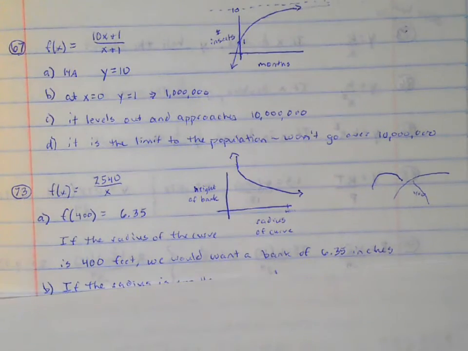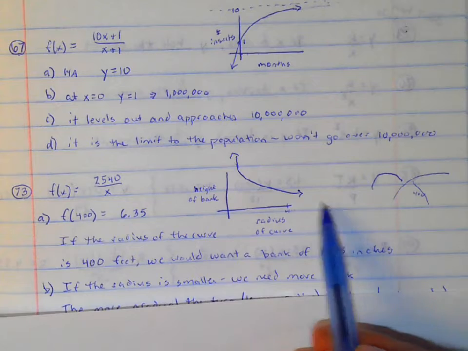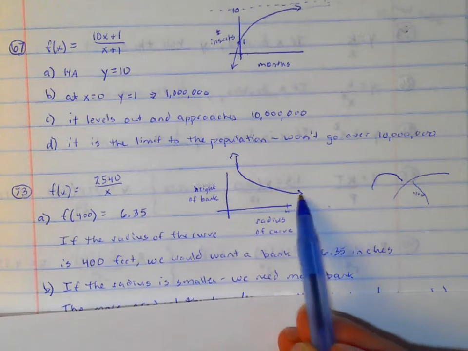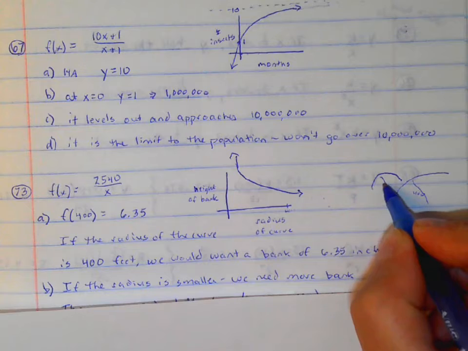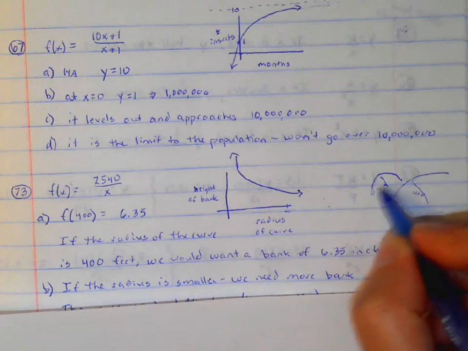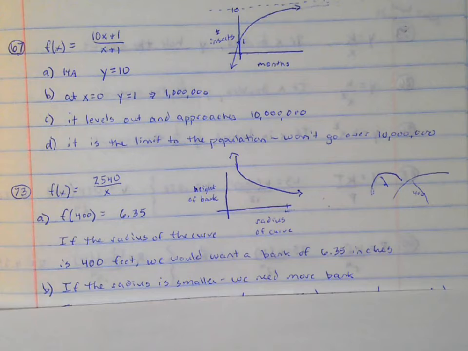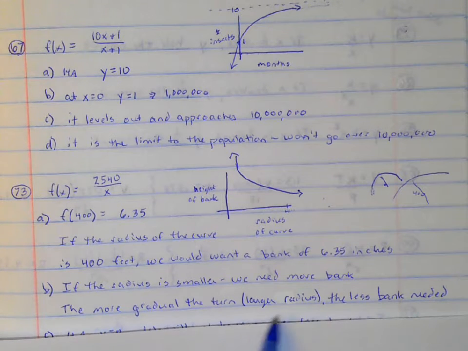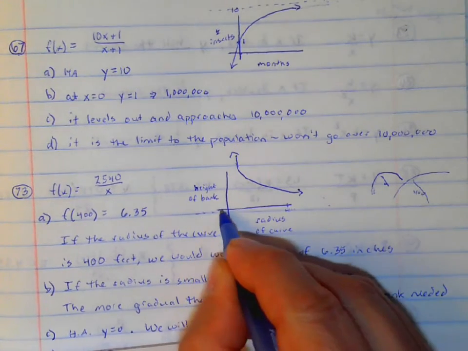how does it change? Okay, so as the radius gets bigger and bigger, the amount of bank I need gets smaller. But if I have a small radius to my circle, which means a tight corner, I need more banking to it. So the more gradual the turn, the larger the radius, the less bank needed. Okay, part C, interpret the horizontal asymptote. So we have a horizontal asymptote.